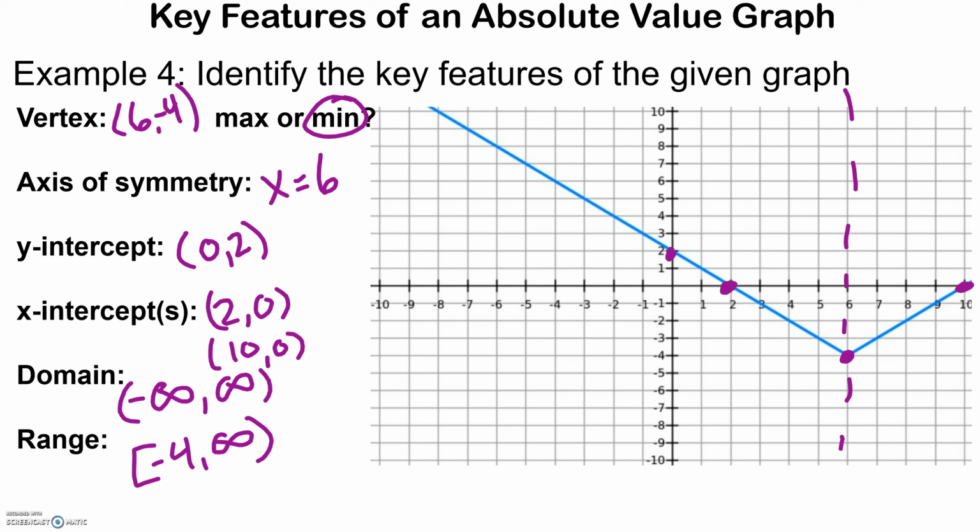So we take a look, and we have a vertex at 6, -4, which is a minimum value. Our axis of symmetry, we can fold it in half, is x equals 6. Our y-intercept is 0, 2. Our x-intercepts are 2, 0, and 10, 0. And our domain is -infinity to +infinity, while our range is -4 to +infinity.